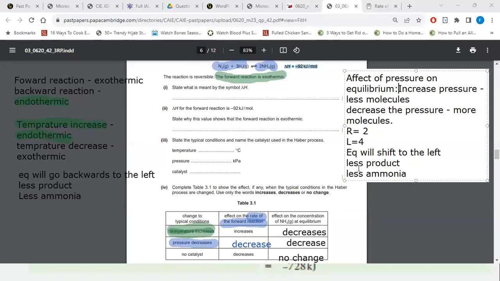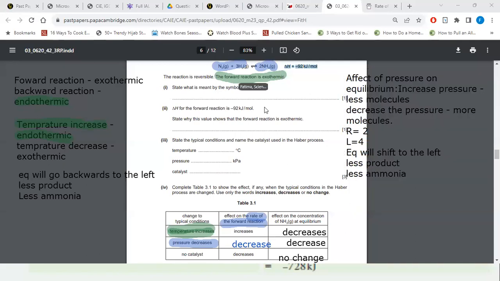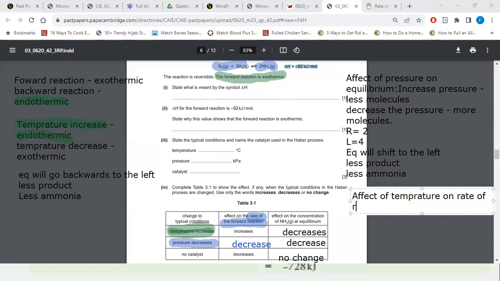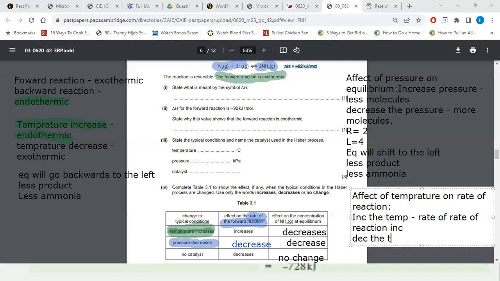When we talk about the effect of pressure on rate of reaction, I will just write it down for you as well, so you can even learn it. Effect of temperature on rate of reaction. So remember this: if you increase the temperature, the rate of reaction also increases. If you decrease the temperature, the rate of reaction will also decrease.